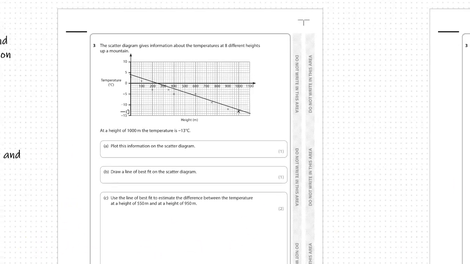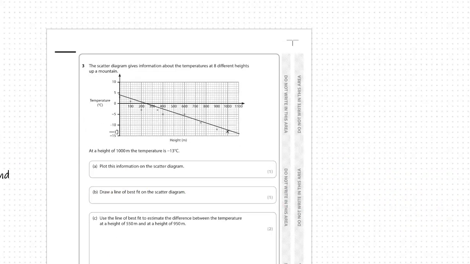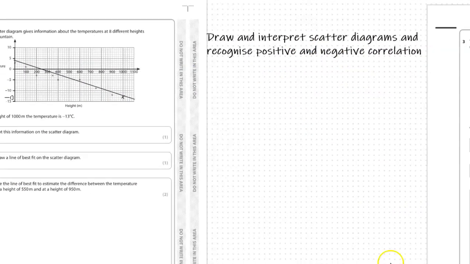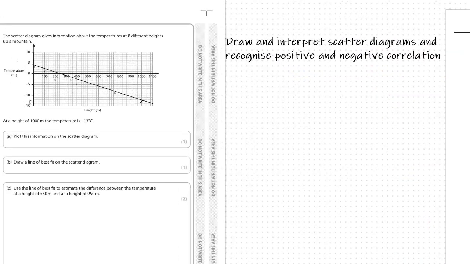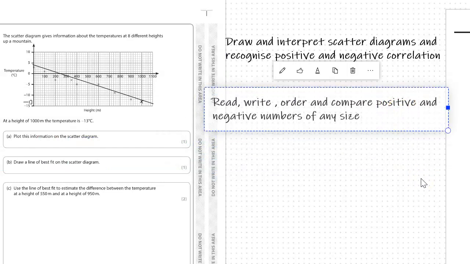Okay, so what I like to do is to put that in context of the curriculum that we've been going through. This is my interpretation of where they've got this question from in terms of the curriculum they have set. Draw and interpret scatter diagrams and recognize positive and negative correlation. Positive and negative correlation is not necessarily in the answers this time, usually is, but I will go through what sort of correlation this has turned out to be. Another thing that we are dealing with is read, write, order and compare positive and negative numbers of any size.